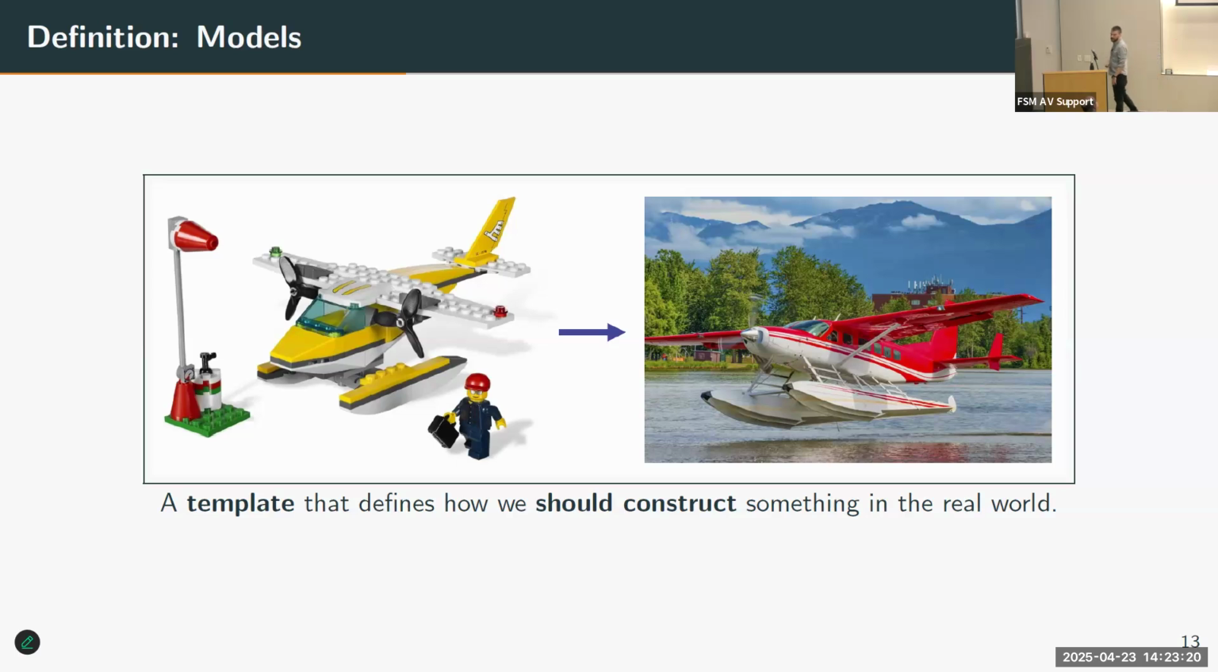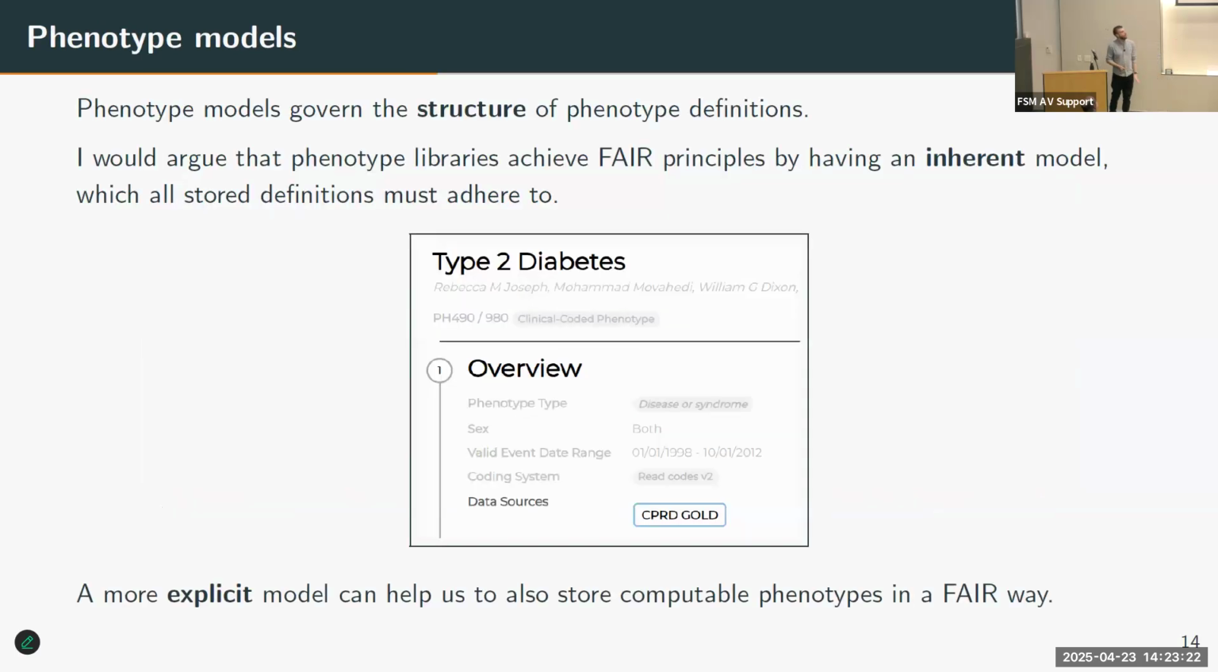And in many ways, again, we're doing that quite well at the definition level. Phenotype models, as I've said, structure phenotype definitions. They govern exactly what should be in there. And again, at the definition level, we're doing quite well, as I alluded to before, because the libraries where these definitions live enforce that there should be some information there.